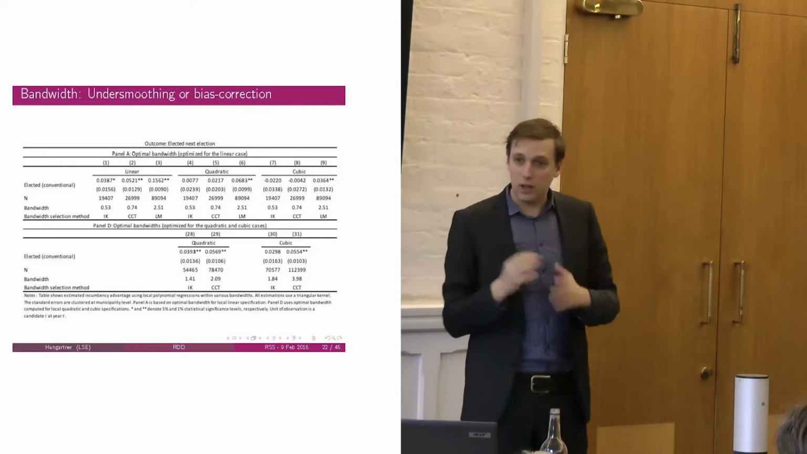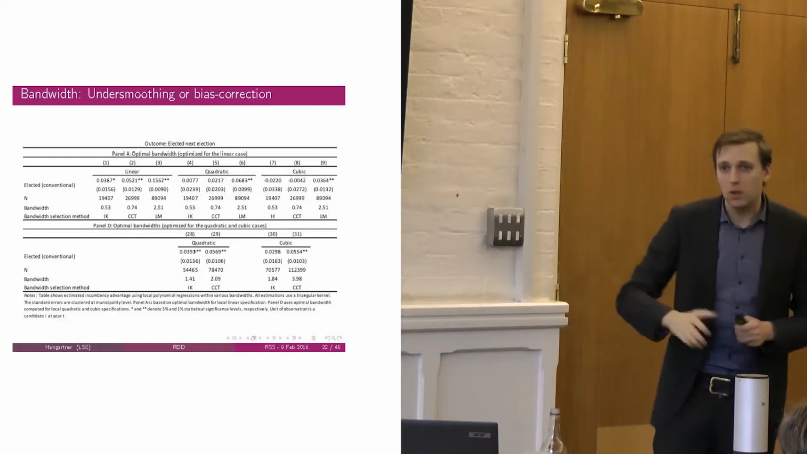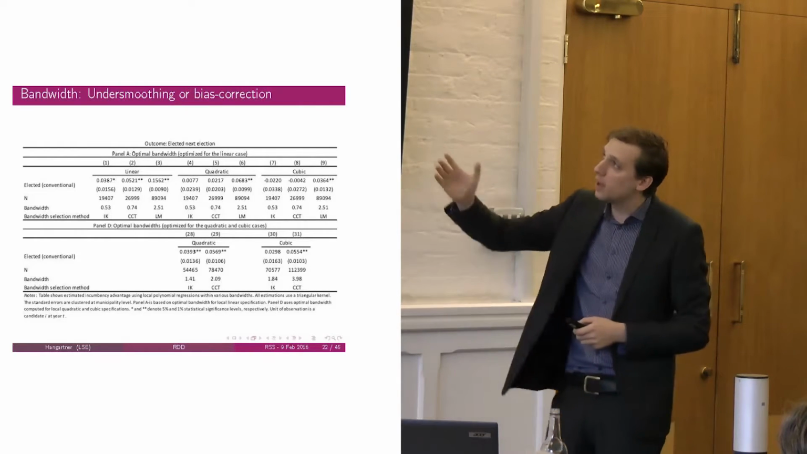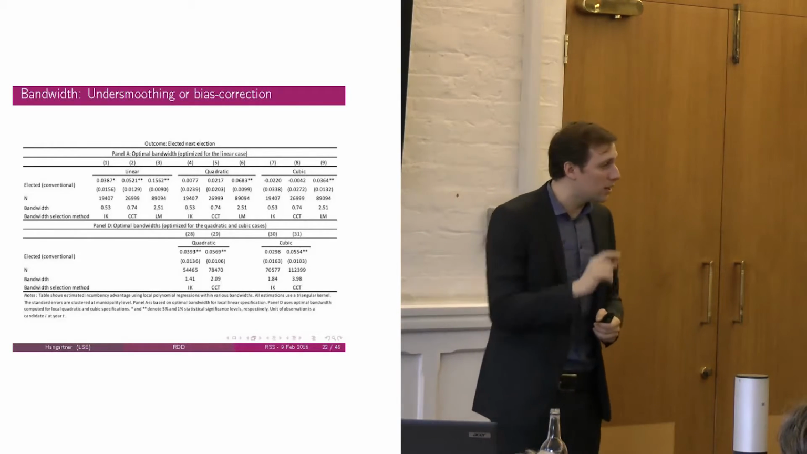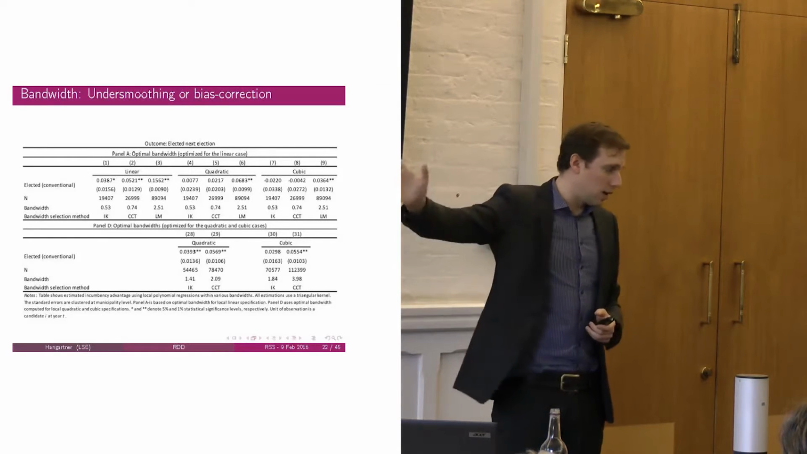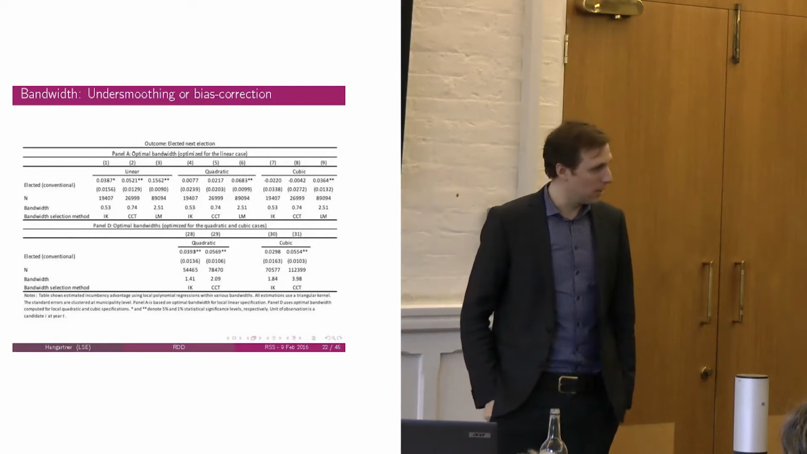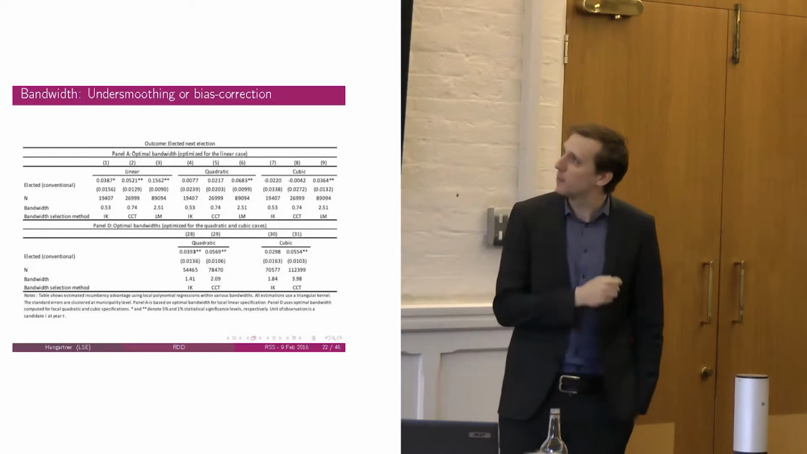So my take-home point at the moment from that is that either you do the bias correction, you have to make some assumptions here as well, or you do some degree, at least one order, of undersmoothing. And again, it's just one data point, but that's what we know. All right? Okay.